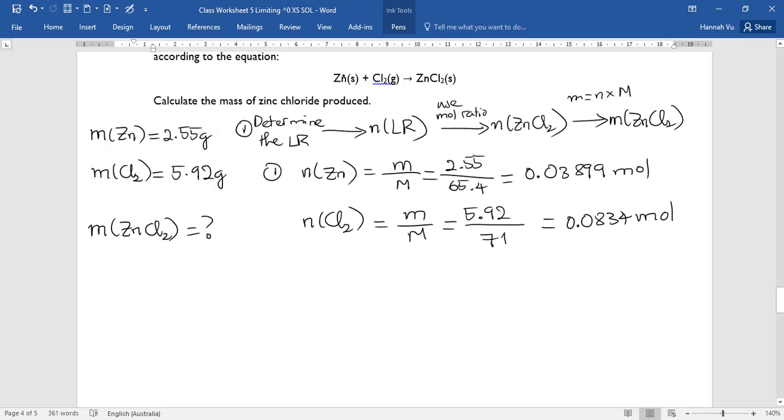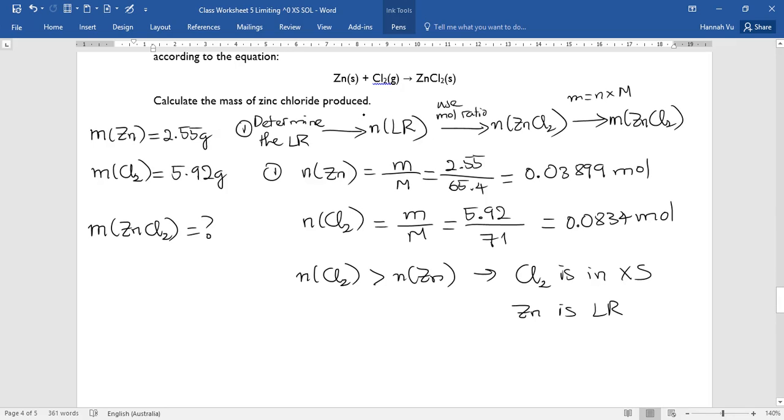Now, because this is a 1:1 ratio, it's actually very easy to determine which one is limiting, because you're supposed to have 1 mole of zinc for every mole of chlorine, which means that whatever is bigger is going to be in excess. So since N of Cl2 is greater than N of zinc, Cl2 is in excess, and zinc is the limiting reagent. You don't need to determine how much chlorine is in excess because the question doesn't ask for it.